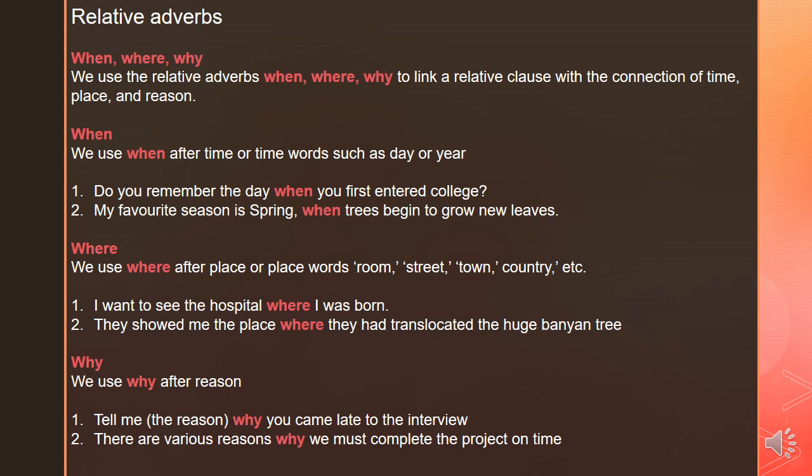The first example, tell me why you came late to the interview. I intentionally did not read what was written in the brackets because when you are saying why, you are asking what is the reason that you have come late to the interview. In the next example, there are various reasons why we must complete the project on time. So we use why after a reason.